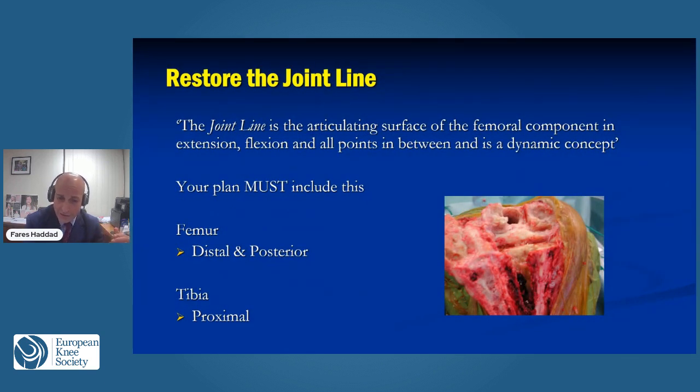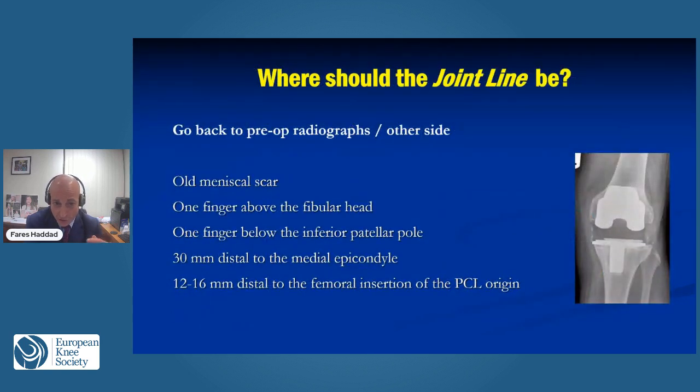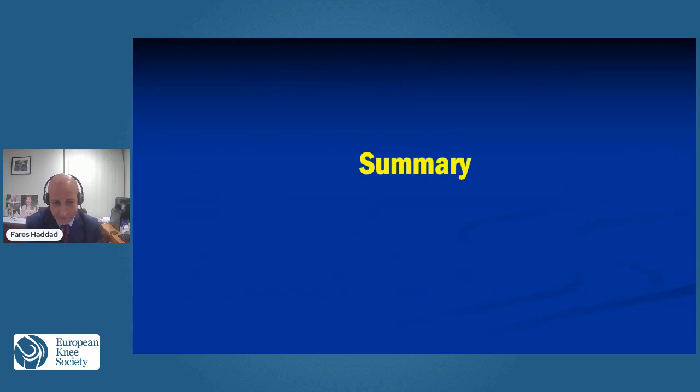And I think you can't do any of those things I've mentioned without remembering that you have to plan and deliver the joint line. In the femur, often you have to go distal and posterior, in the tibia proximal, but it would be daft to be so focused on the fixation as to forget that. So there are lots of hints, tips, and tricks as to how you find that, whether it's the old meniscal scar, relationship to the fibular head, looking at the other knee on the x-rays, one finger below the patella if you don't think you've got a patella baja, or probably most reproducible distance from the medial epicondyle, but you need to work through those and deliver that.